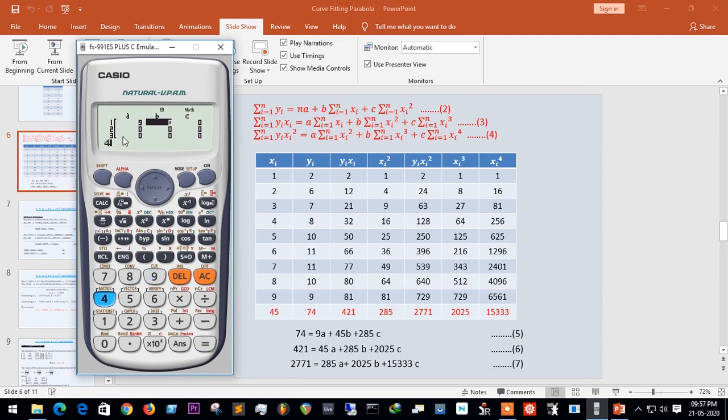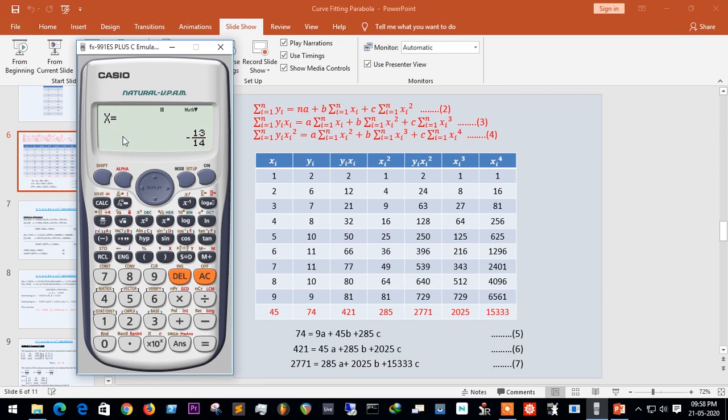9, 45, 285, 74, 45, 285, 2025, 421, 285, 2025, 15333, 2771. Press enter. Again enter.